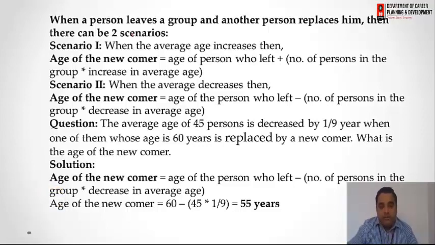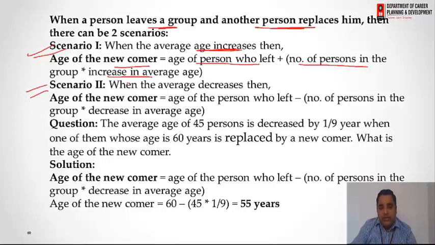Now after that, what do we have? When a person leaves the group and another person replaces him, there can be two scenarios. The first, the average increases, then the age of the newcomer is the age of the person who left plus the number of persons in the group multiplied by the increase in average age. The second scenario, when the average age decreases, the age of the newcomer is the age of the person who left minus the number of persons in the group multiplied by the decrease in the average age.